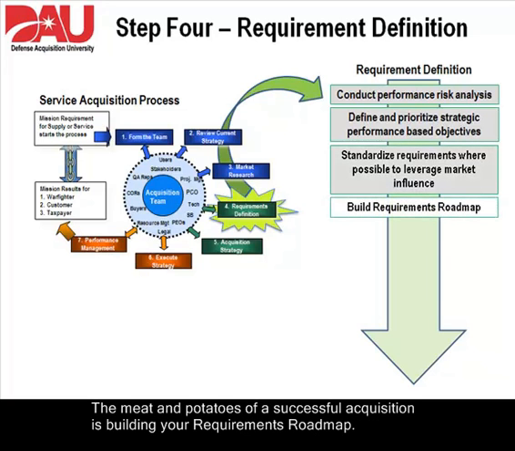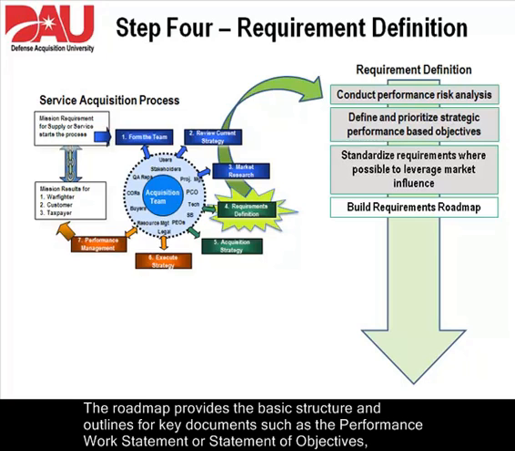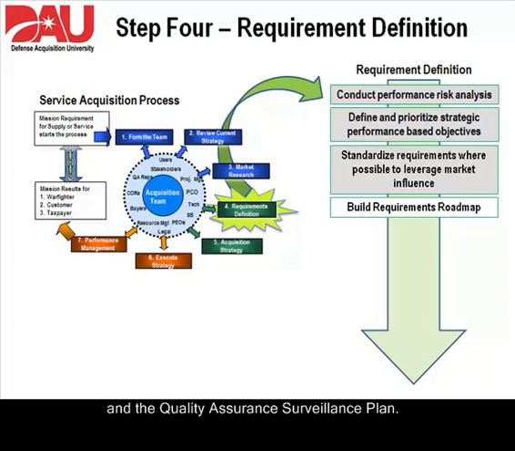The meat and potatoes of a successful acquisition is building your requirements roadmap. The roadmap provides the basic structure and outlines for key documents such as the performance work statement or statement of objectives and the quality assurance surveillance plan. These are often referred to as the PWS, SOO, and QASP. The roadmap will also help you develop your technical evaluation factors.